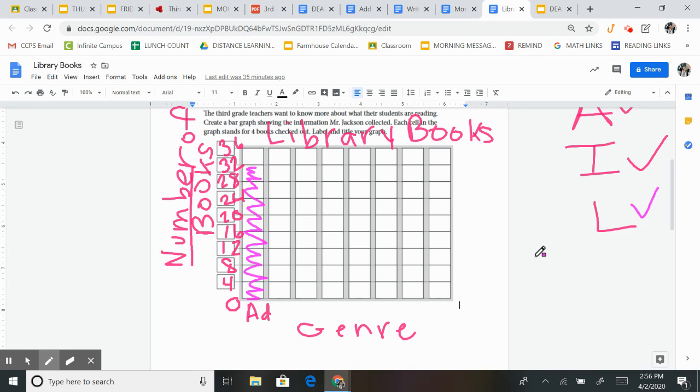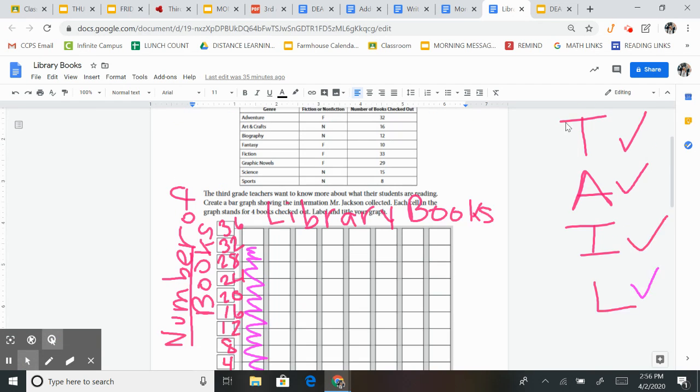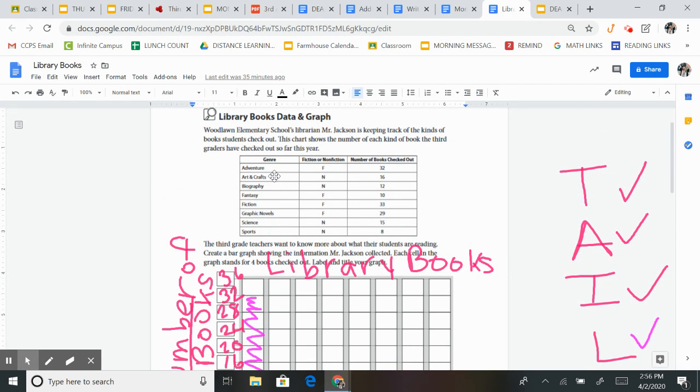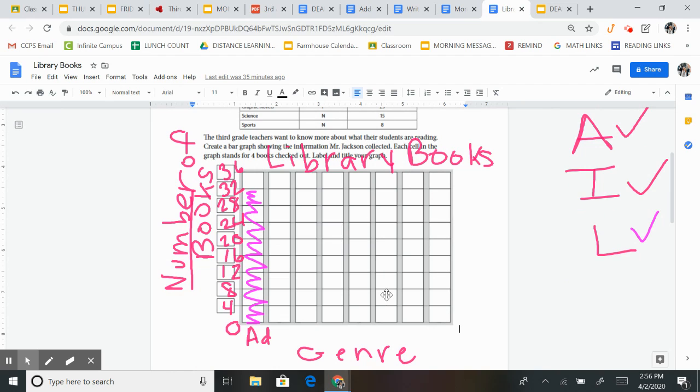So for your independent practice, you are going to be thinking about how you can complete the graph using the data collection chart up here. So labeling each genre and then representing how many books were checked out by shading up on each bar.